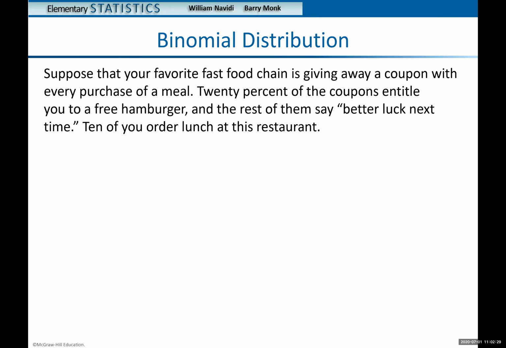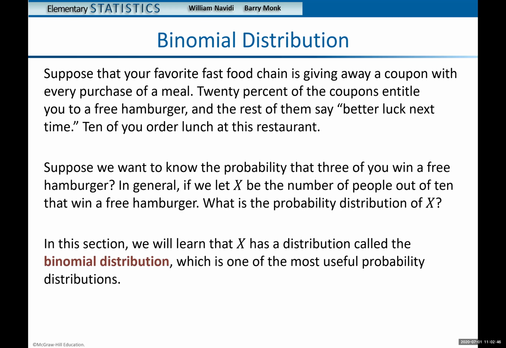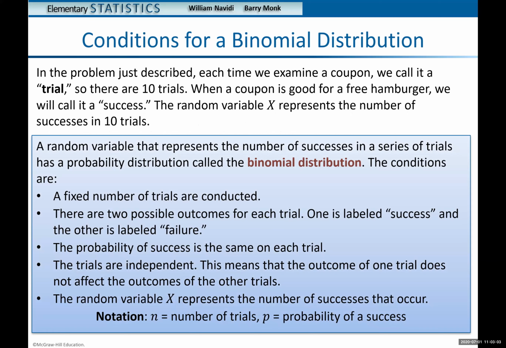Okay, so suppose that your favorite fast food chain is giving away a coupon with every purchase of a meal. 20% of them entitle you to a free hamburger, and the rest of them say better luck next time. So 10 of you order lunch at this restaurant. Suppose you want to know the probability that 3 of you win a free hamburger. So how are we going to solve that? We use a binomial distribution for this. Copy these properties, conditions to check for a binomial distribution.